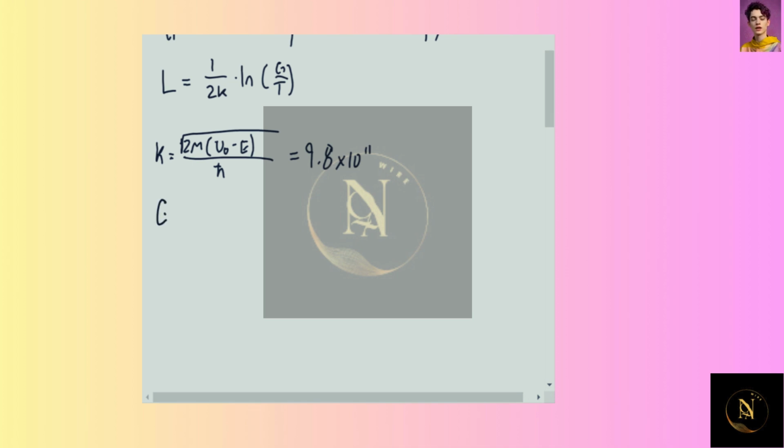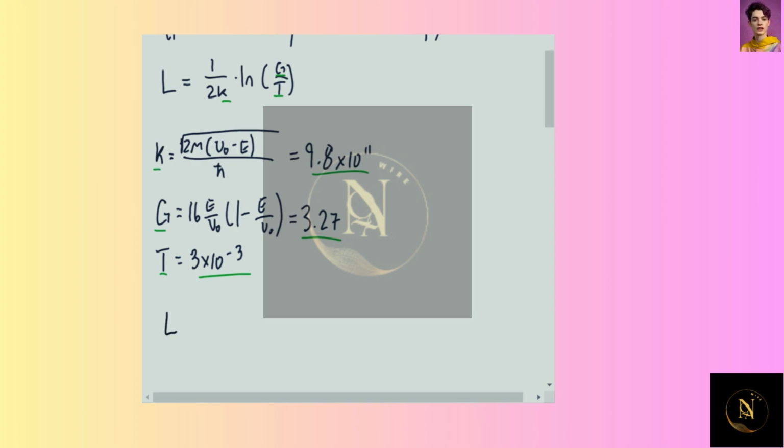And then next we want to find G. So our G equation, like I wrote above, is 16E over U naught, times 1 minus E over U naught. So E, again, is 50 eV, U naught, again, 70 eV. We plug those in and we find that our G is equal to 3.27. So now that we know K and G, and we already were given T above, which was 3 times 10 to the negative 3, we can now plug all of these values into our equation for L.